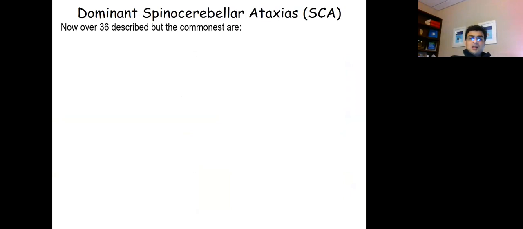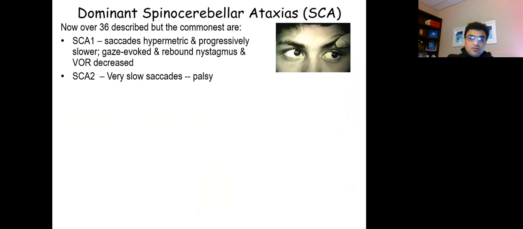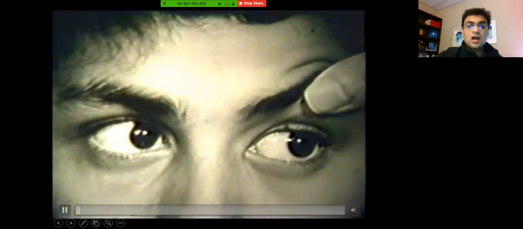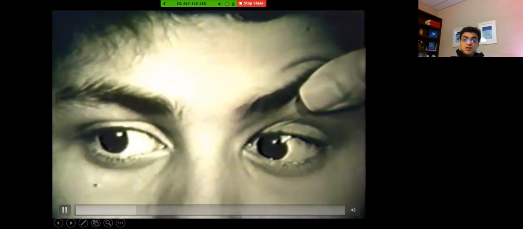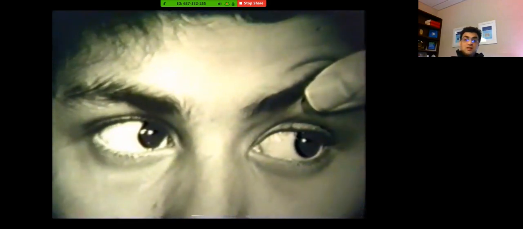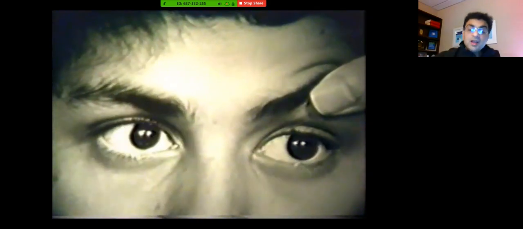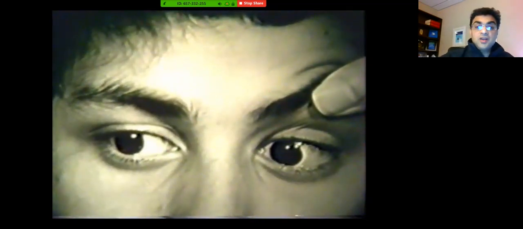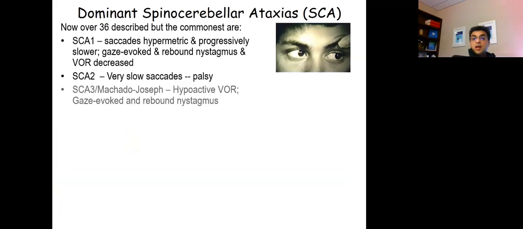This slide has different forms of spinocerebellar ataxias. I'm not going to go through all of them. The classic ones are SCA3, where you see slow saccades, and SCA2, Wadia and Swami disease. And what you see is the patient is having slow saccades. You have just seen that a few slides ago. The patient is asked to make a saccade, not a pursuit there. Machado-Joseph disease, where you can see hypoactive VOR and gaze-evoked nystagmus. So this is a patient who has hypoactive VOR, who has SCA3.